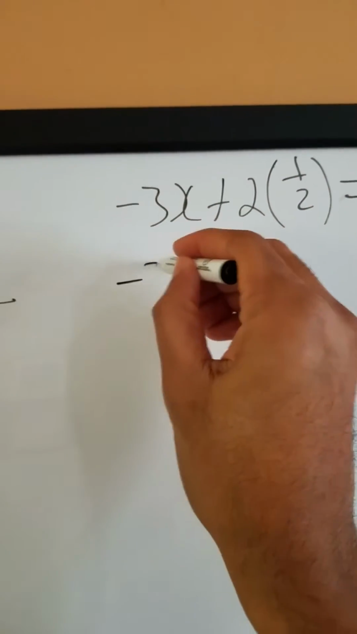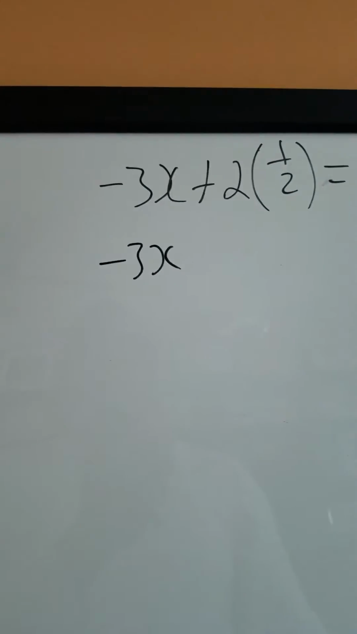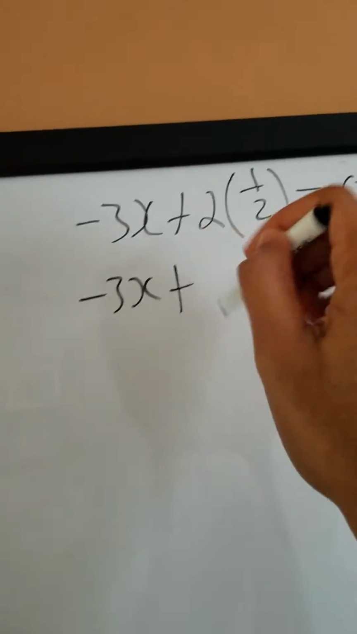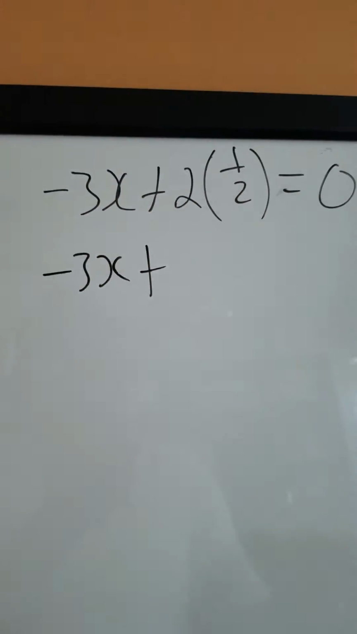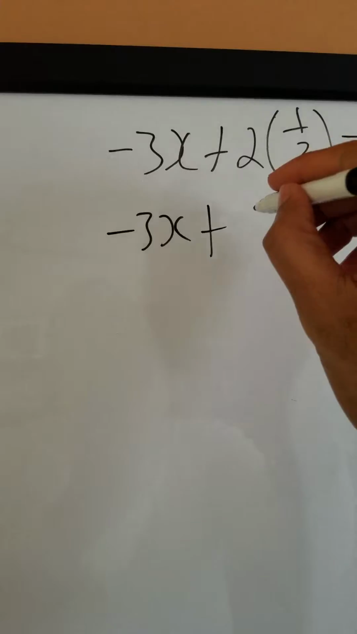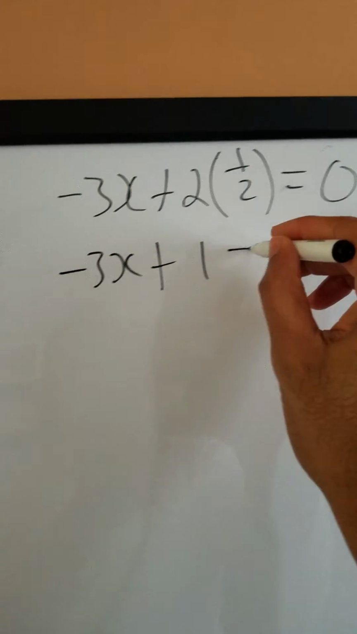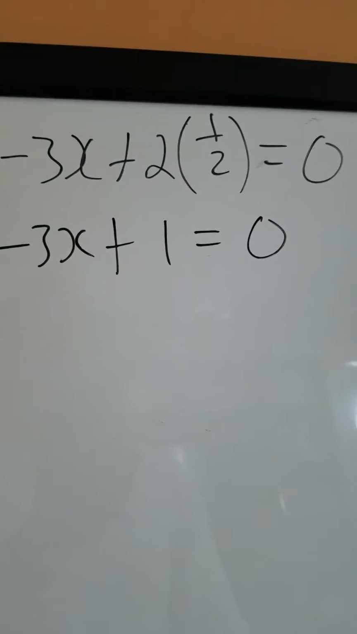We write the negative 3x again. We're not changing that. We are going to distribute the 2 to the 1/2. So 2 times 1/2 will give us 1. And that is equal to 0.